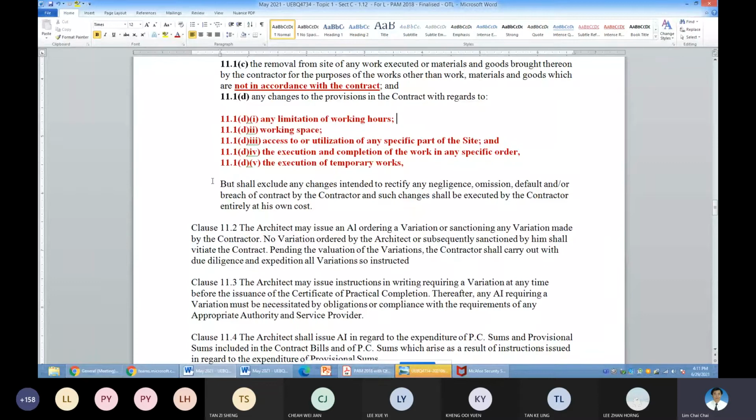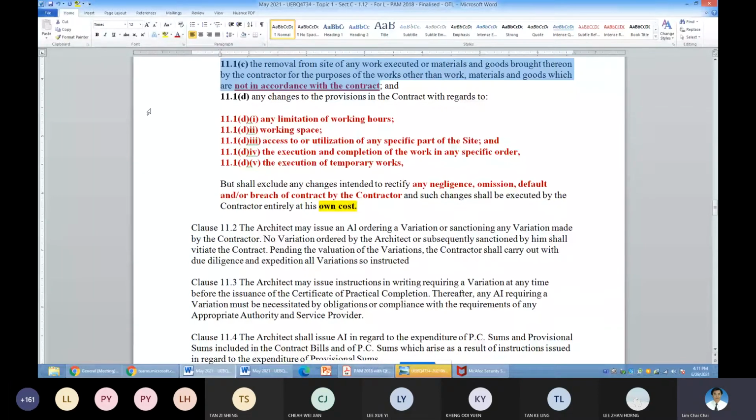But please remember, this one is a standard. Any negligence or any error due to the contractor's fault or breach of contract by the contractor, definitely, I use the term definitely, is at the contractor's own cost to rectify. It is the same as 11.1c. 11.1c is at own cost to rectify.